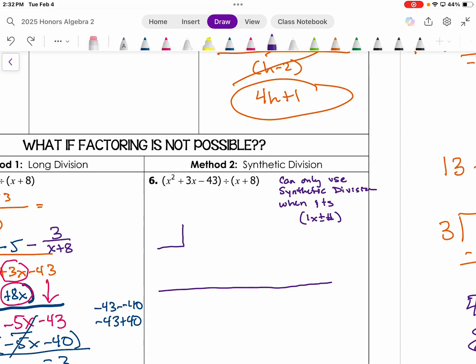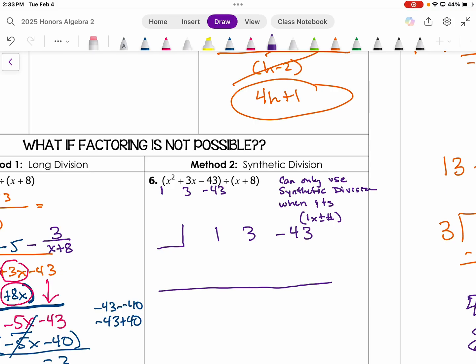All right. So, here's what we do. We're going to take actually all the numbers in the first thing, 1, 3, and negative 43. Those numbers get written 1, 3, and negative 43. We write them out even with the box, or the right angle, the backwards L.